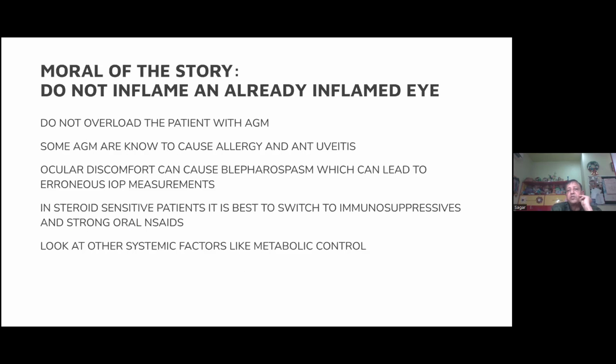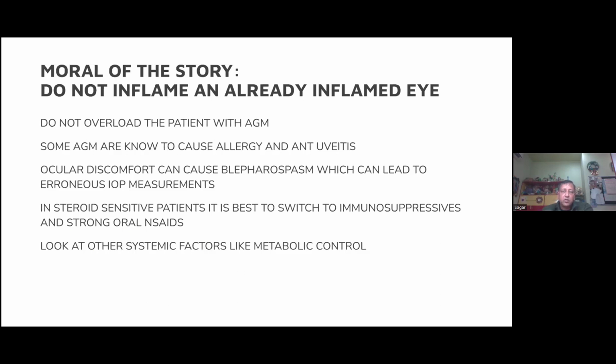Moral of the story: do not inflame an already inflamed eye. So what was the diagnosis in this case? What did you diagnose? Basically, the patient had anterior uveitis, and there was some pigment on the lens in the right eye also. So he is likely a case of inflammatory back pain and HLA-B27 associated anterior uveitis. And for that, he was put on steroids, and since the steroid caused a high intraocular pressure, everyone just started adding medications.